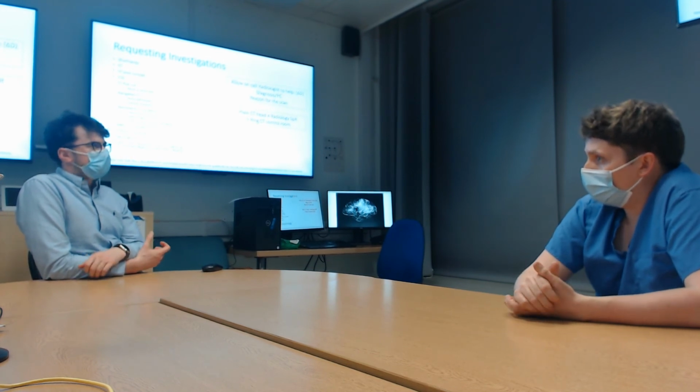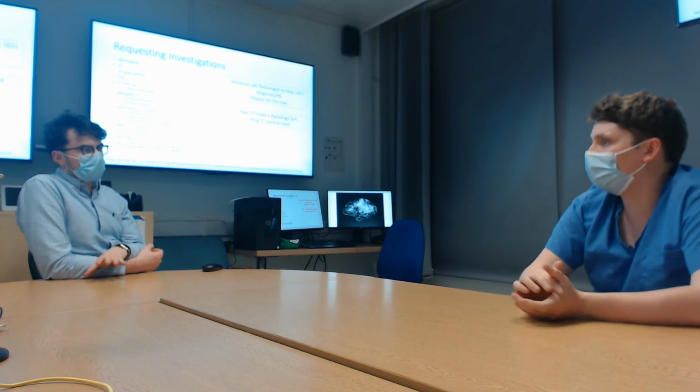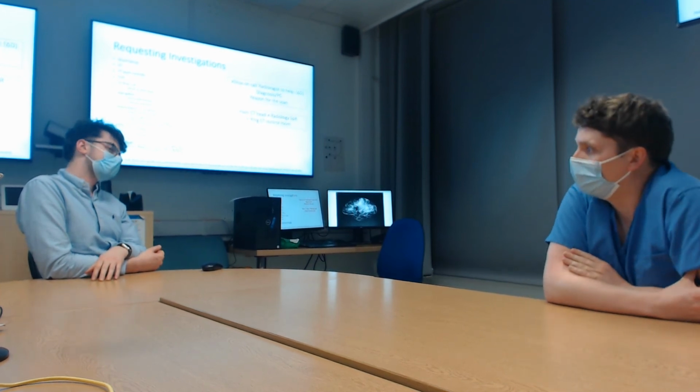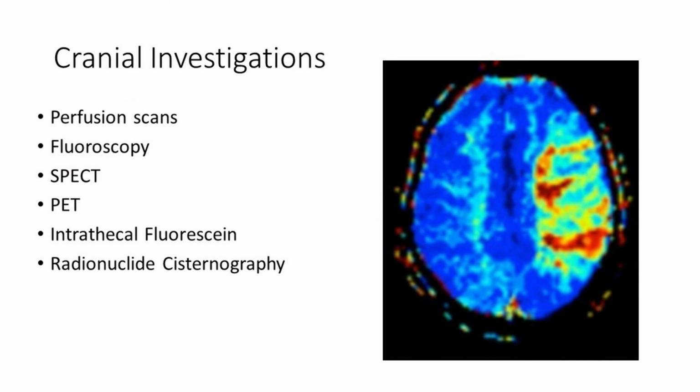Excellent. I think that's pretty much every. That's all the scans that you'll commonly come across. Occasionally you'll get some odd SPECT, PET, radionuclear, basically nuclear physics scans.